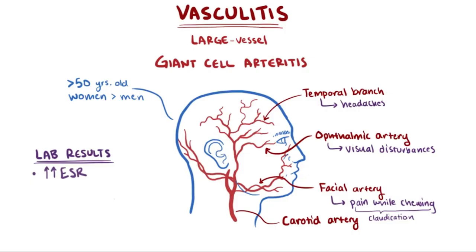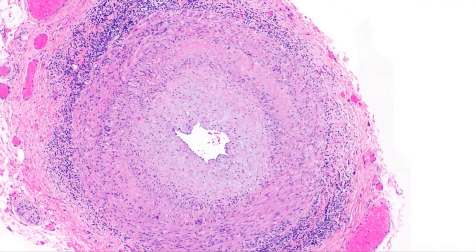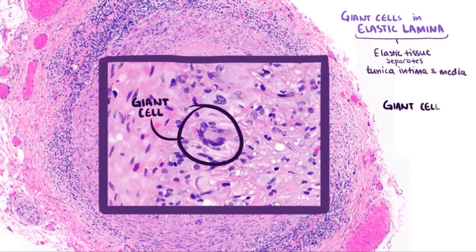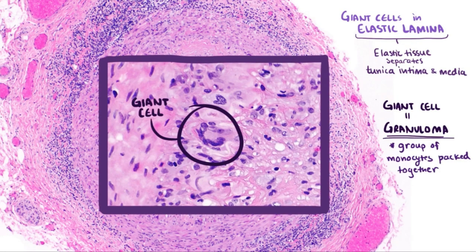In giant cell arteritis, a biopsy of the affected artery will show giant cells embedded in the internal elastic lamina, which is a thin layer of elastic tissue that separates the tunica intima and tunica media. To be clear, these giant cells are actually not individual cells at all, but rather they're granulomas, a group of monocytes that are packed tightly together and look like one giant cell.